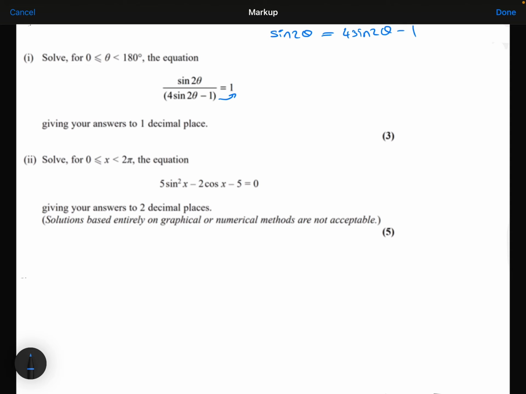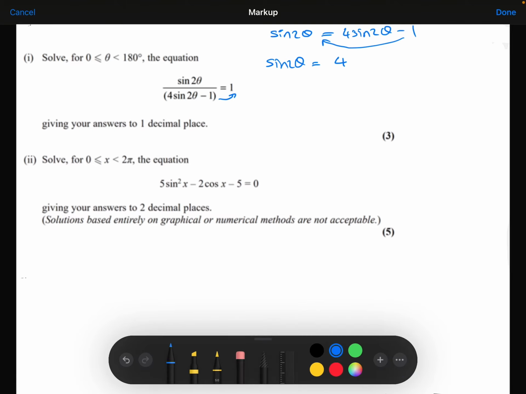I am then going to add 1 to both sides, so I'll get sine 2 theta plus 1 equals 4 sine 2 theta. Take the sine 2 theta away from both sides, divide both sides by 3, and now I've got to the point where I can do sine inverse.